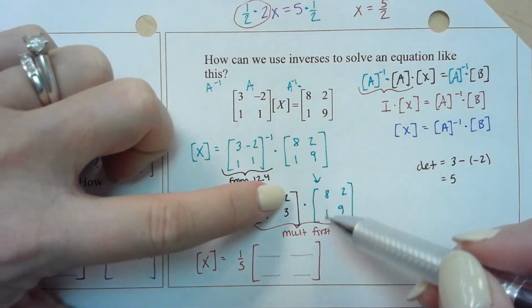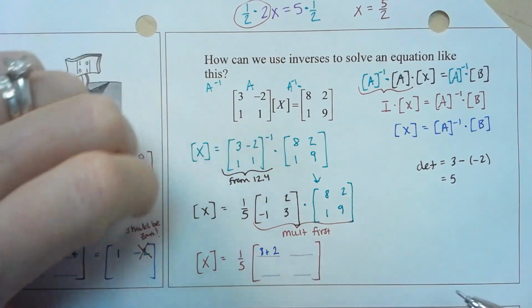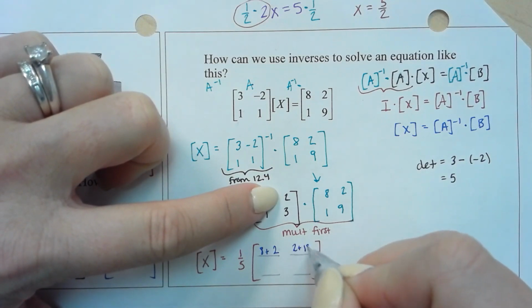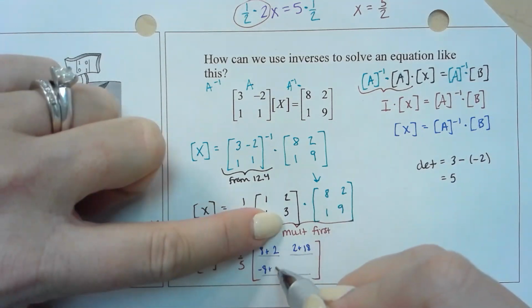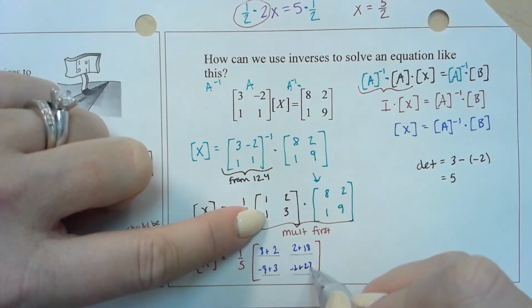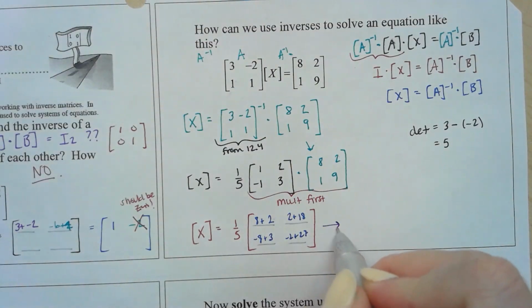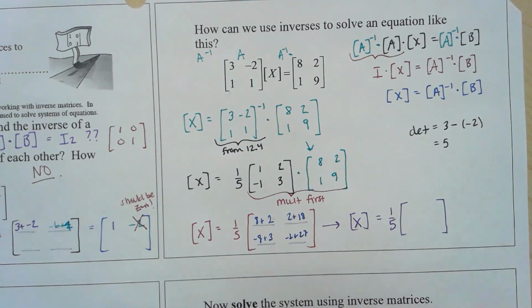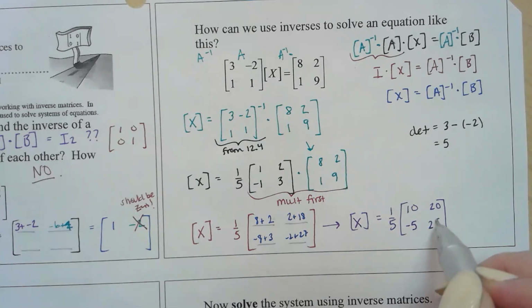1 times 8 is 8. Move both hands. 2 times 1 is 2. 1 times 2 is 2. 2 times 9 is 18. We'll get a negative 8 and a 3 and negative 2 and a 27. We are almost done. So matrix X equals 1/5 times 10, 20, negative 5, 25.